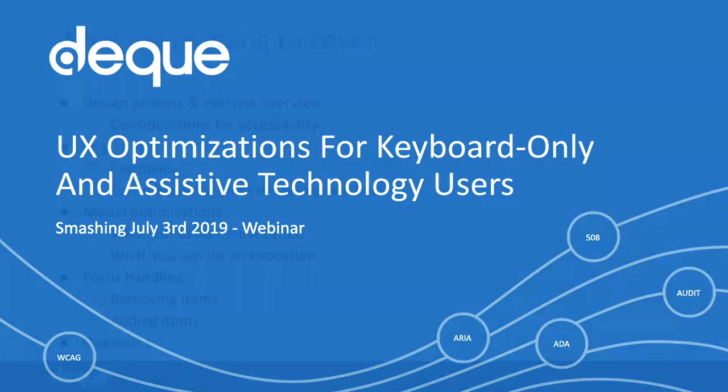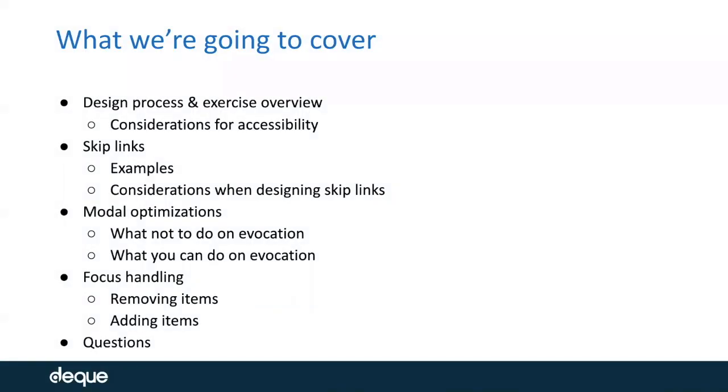So a little bit of an overview of what we're going to cover. We're going to talk a little bit about design process. I was planning on maybe doing a little bit of an exercise with regard to skip links, maybe not. Skip links are going to be one of the features we cover. Then modals: ways to optimize your modal, and how to handle focus. So these are the three big categories that we're going to cover, and then we'll have time for questions when we're all done.